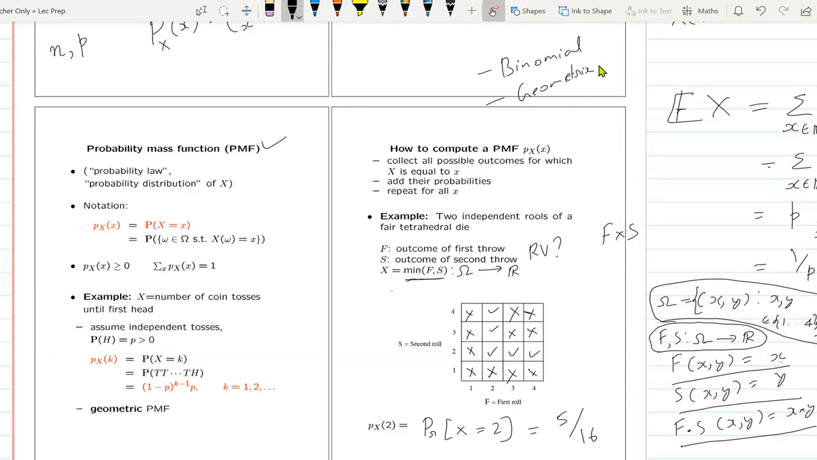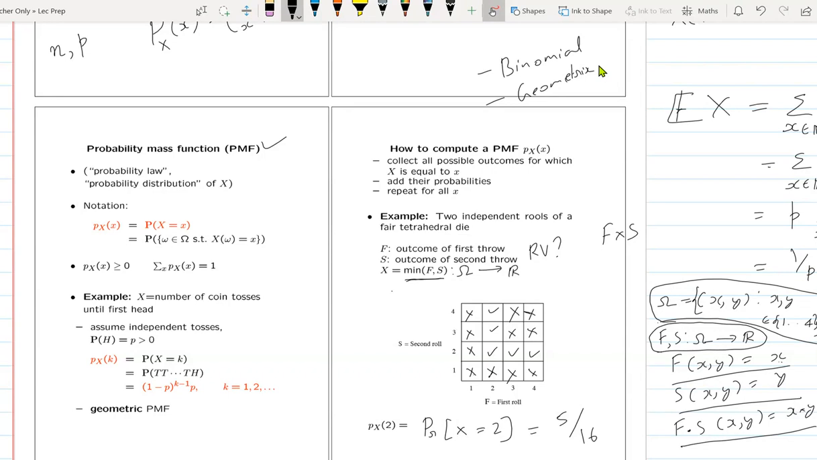So let's say you're tossing dice. How many times should I wait to see the number 6? That's a 6-sided dice. So you already know how to compute the probability for this. You already know what the expected value of this random variable is. There's a formula for that.